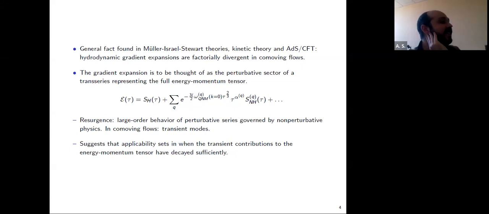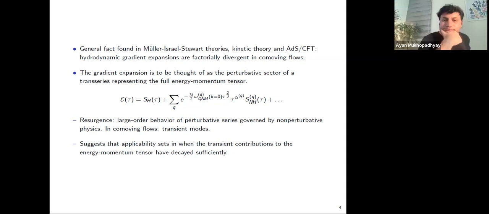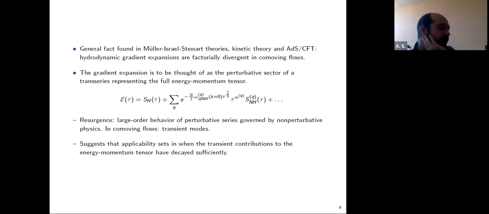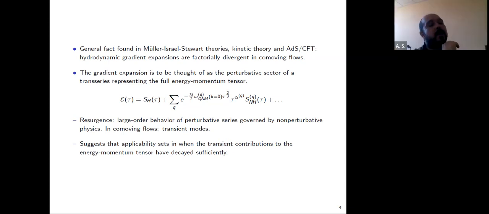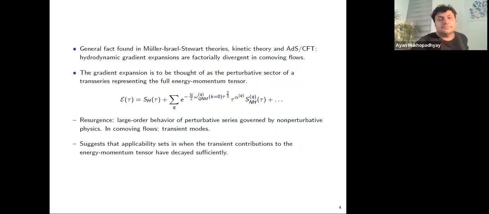That's an excellent question. And I don't have a clear-cut answer to it. I don't think this question is understood in full generality. Because I also think that the proper definition of the hydrodynamic attractor is something that needs to be made sharper, in a sense. For a particular definition of what you mean by a hydrodynamic attractor, I don't think there is a systematic understanding of how to choose the transseries parameters such that you are on top of it.